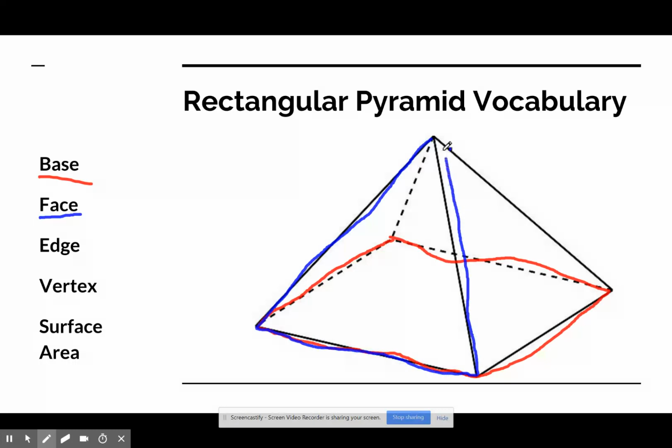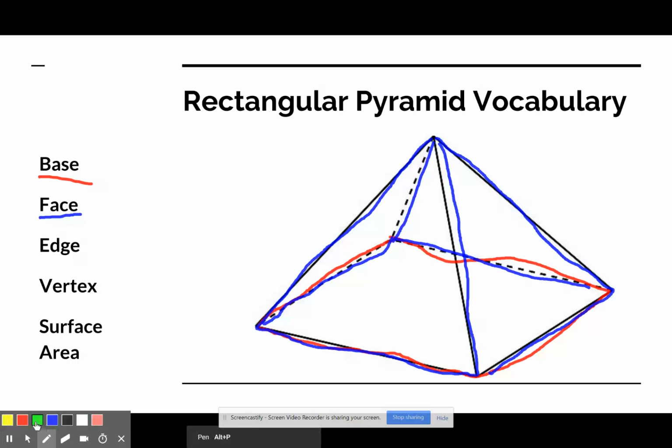So to keep going while I'm outlining, each of these lines that are blue or red are parts of the edges. Now, an edge is where either the face meets the other face, or a base meets the face. There's one other really important thing about this, and that's the vertex. The vertex is this thing up here, this yellow dot that I'm drawing in right here, and it's where all the faces meet together.